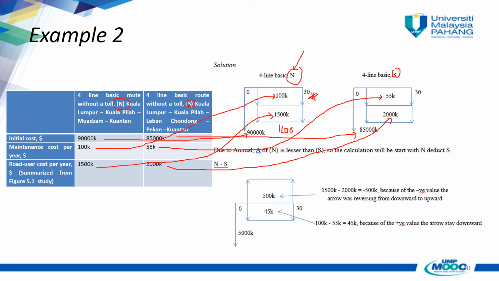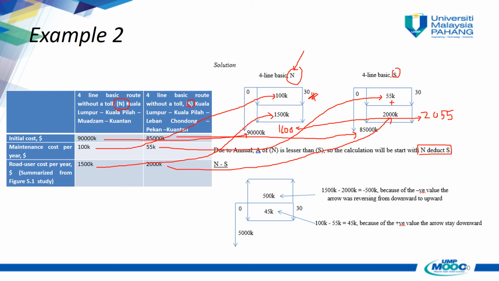And the S route will become 57,000 K, that is 55,000 plus 2,000. So for the N route, the A here is lesser compared to the S route. So the calculation we will start with N deduct S. Alright, so we develop a second cash flow diagram based on N deduct S.